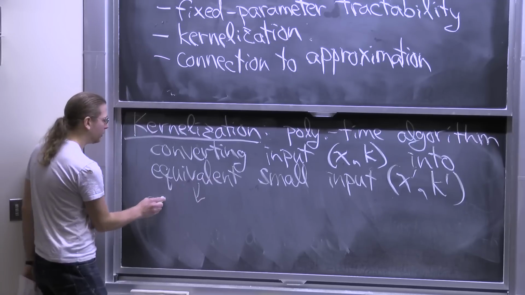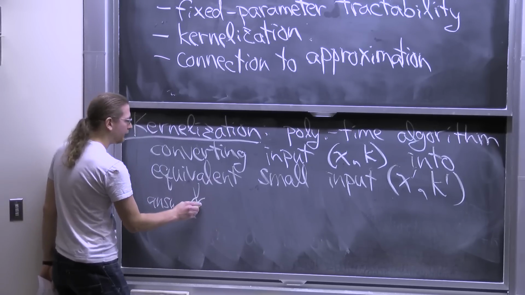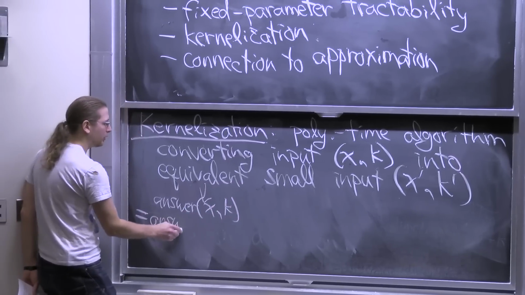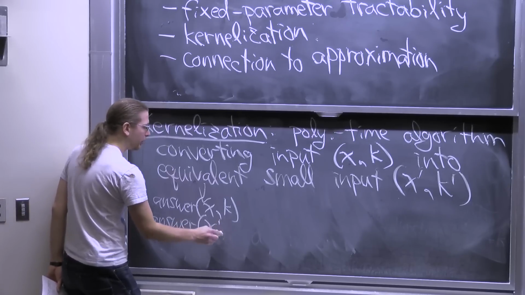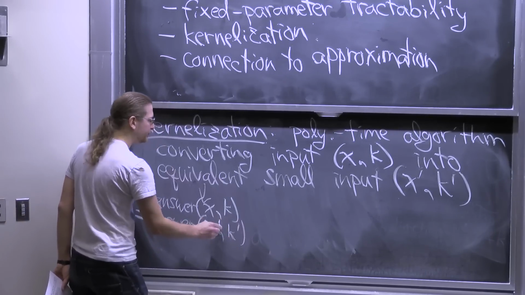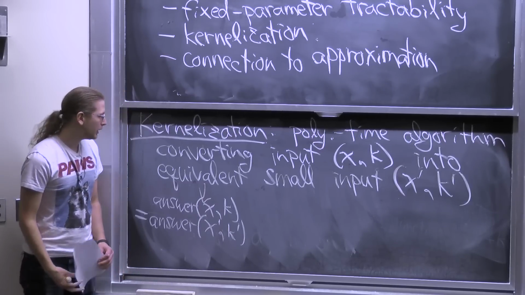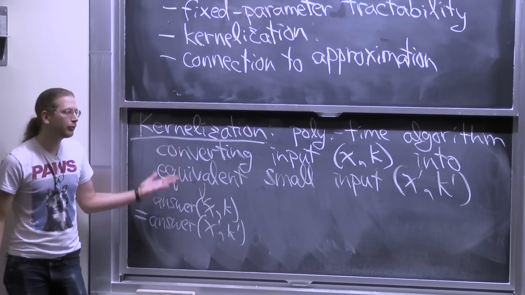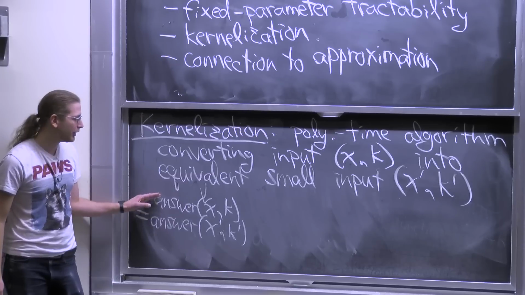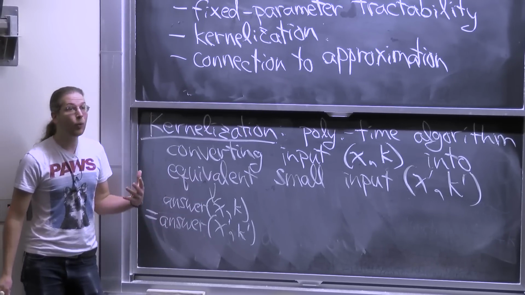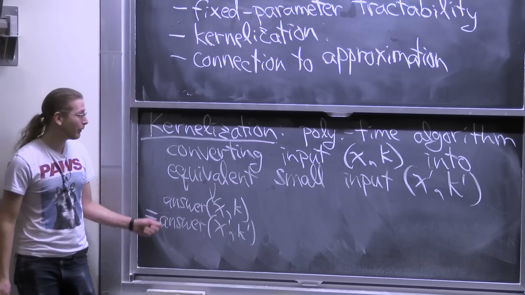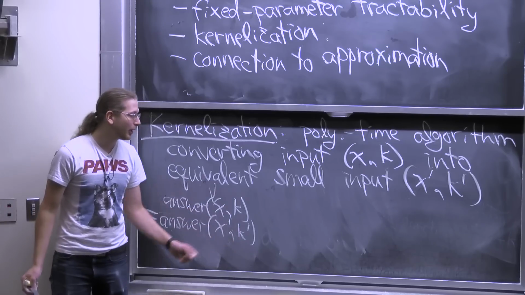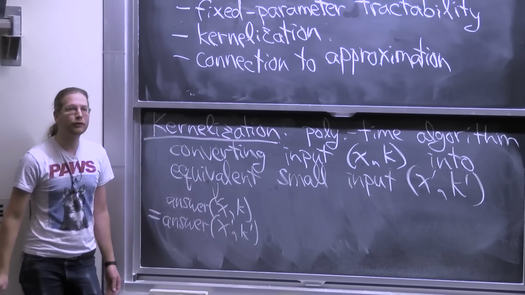Okay, I want the answer to the problem, let's say answer of x comma k, to be equal to the answer to x prime and k prime. Again, same problem, but different input. I'm trying to be a little generic here. We're going to think here about decision problems, but this makes sense even for non-decision problems. Whatever the answer is here should be the same as the answer is here, because I want an exact solution. I want to compute this answer exactly correctly. So if I can reduce it to some x prime, k prime with the same answer, well, now I can just solve x prime, k prime.